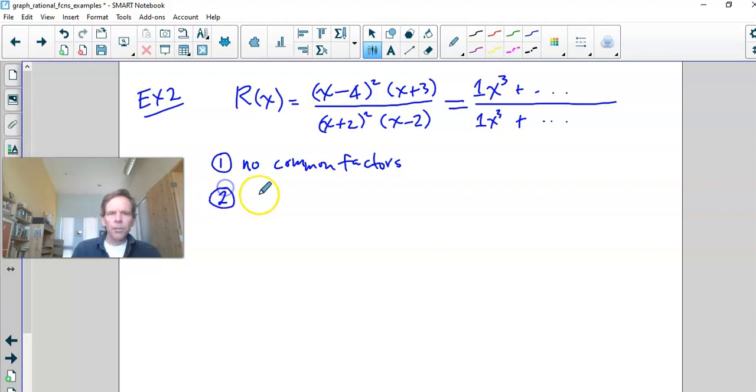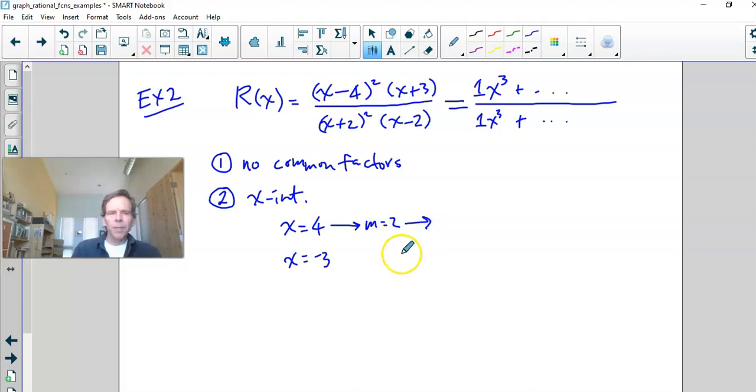2, x-intercepts. X-intercepts. Where are they? They're at the zeros of the numerator. Where's the numerator 0? Well, I see immediately that x equal 4 would make the numerator 0, and x equal -3 would do it. Now, the multiplicity is important because that's going to tell us about the behavior near that x-intercept. So the 4 has a multiplicity of 2.